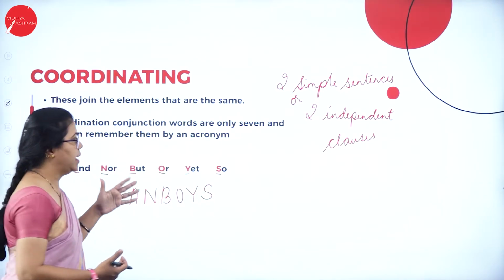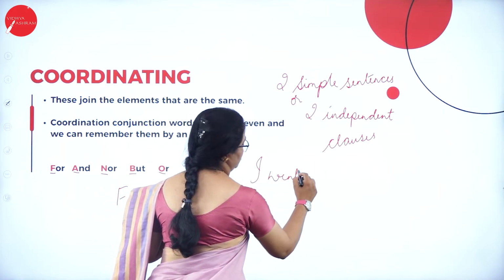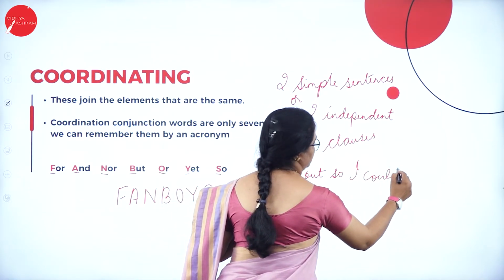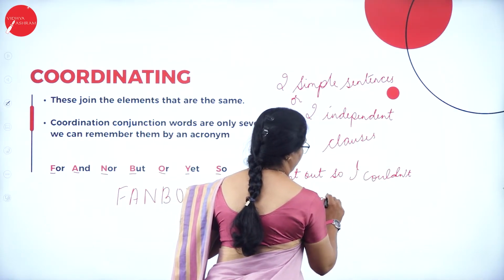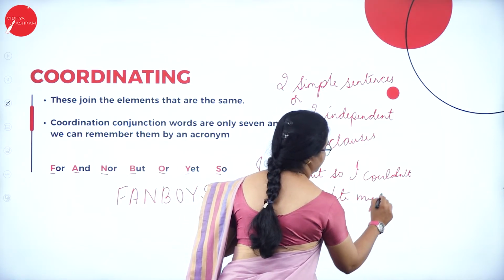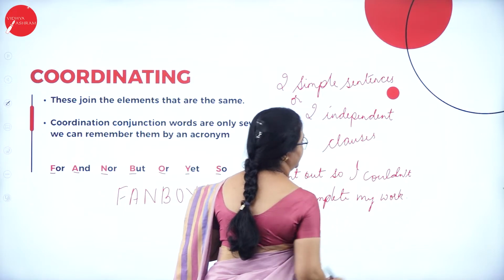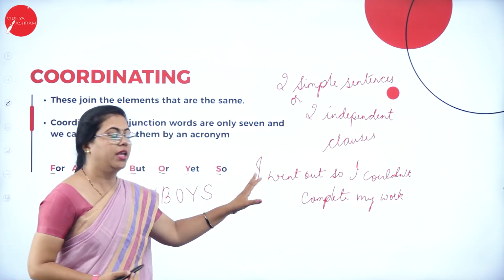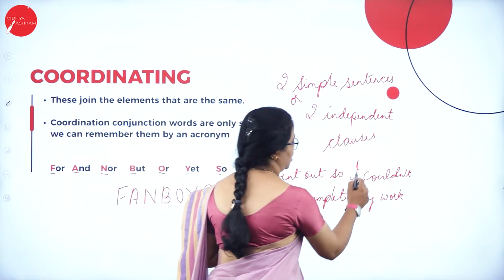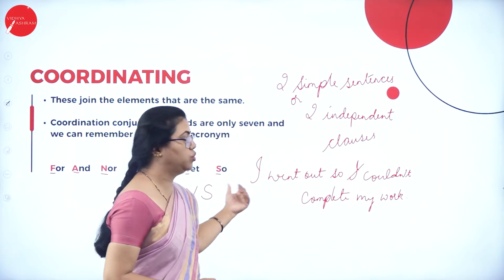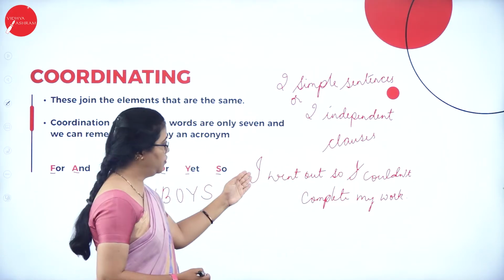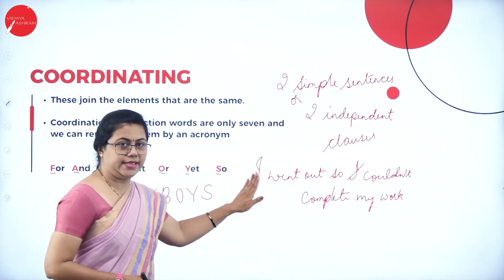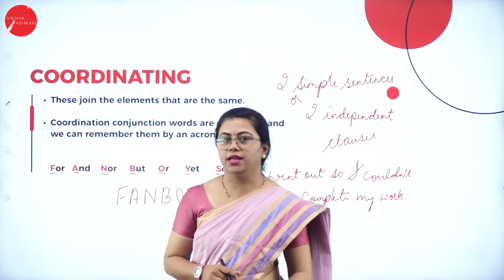Here I'll just give you an example. I went out, so I couldn't complete my work. This is an example of two simple sentences joined together: I went out, I couldn't complete my work. So this is the result. Here you can omit the subject, you need not use the subject twice. If you use it only once, that is also fine. I went out, so couldn't complete my work. This is an example of usage of coordinating conjunctions.